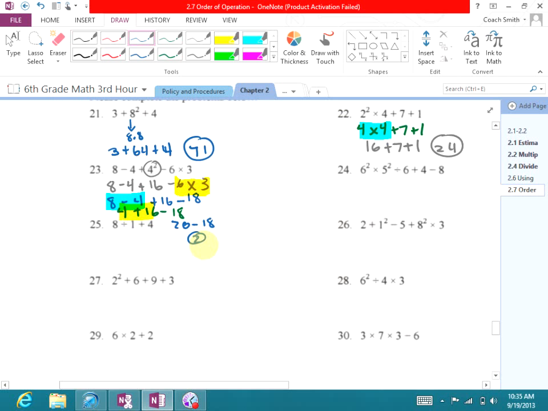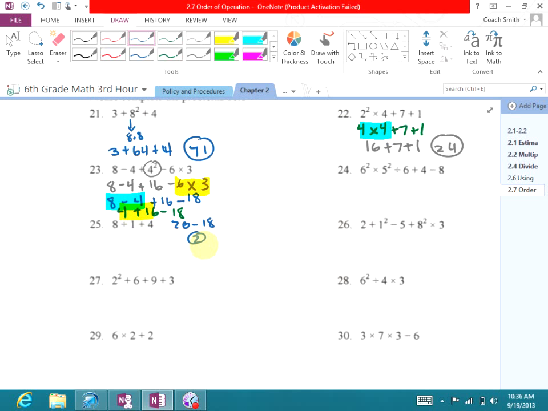Okay? So that's a little harder one. Yes, Brandon? How do you get on the exponents 4 to the second, 16? 4 to the second is 4 times 4. What is 4 times 4? Not 4 times 2. Remember, exponents are not a new way to write 4 times 2. That's 4 times 4, which is 16. Okay? Good question.